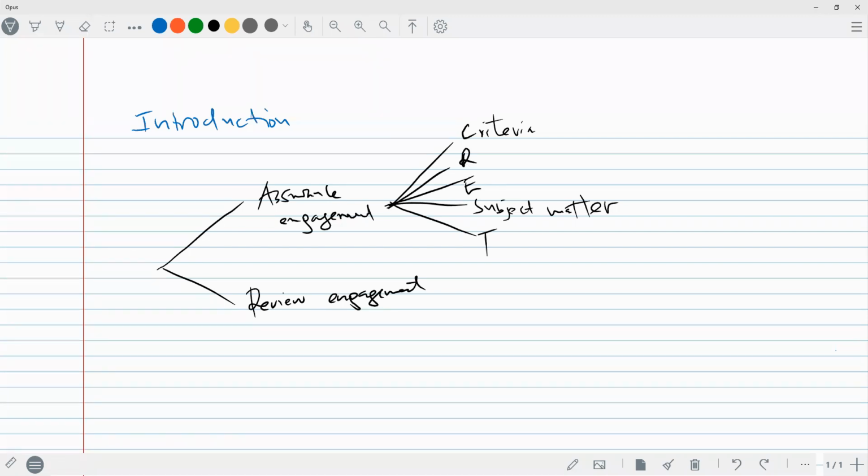Now, what are you referring to? You are referring, for example, to the IFRS. So there needs to be a criteria. You are assessing based on what? We are coming up with the opinion based on what? What's the framework you're following? That's called the criteria.